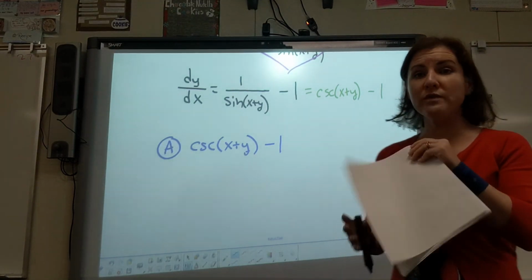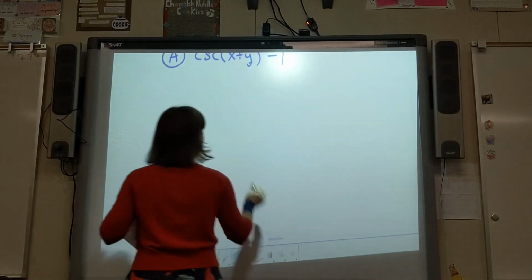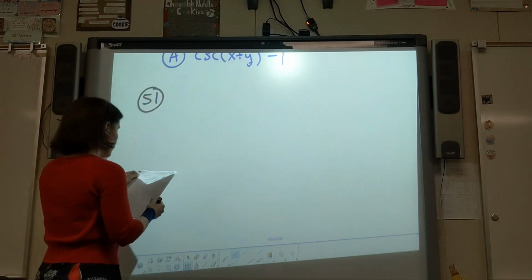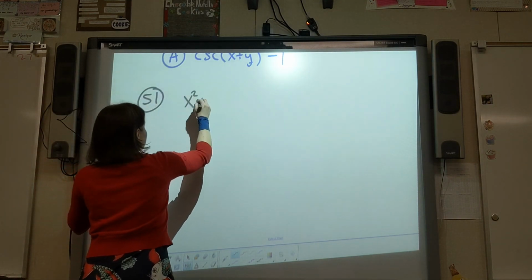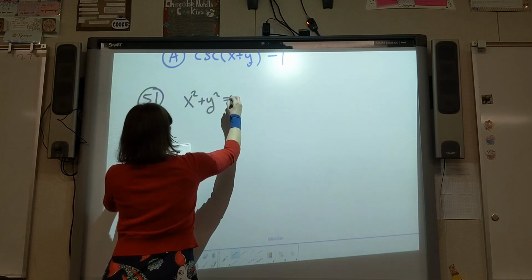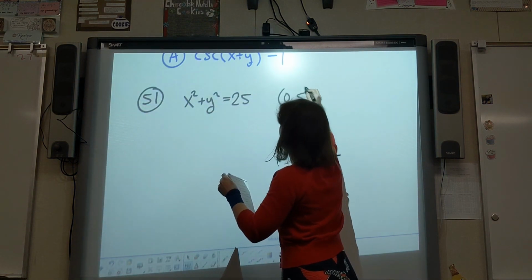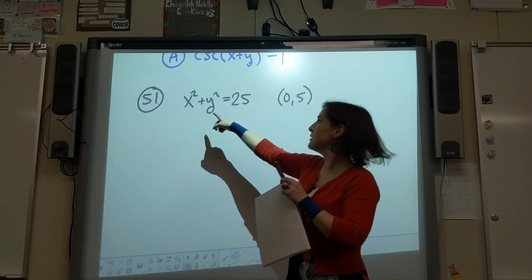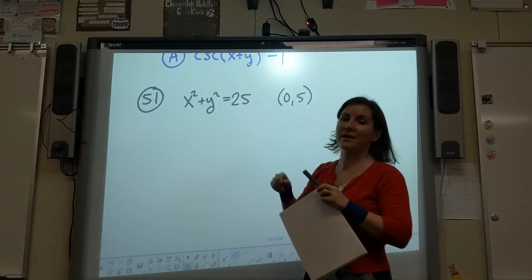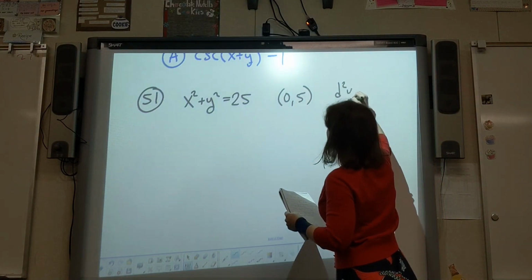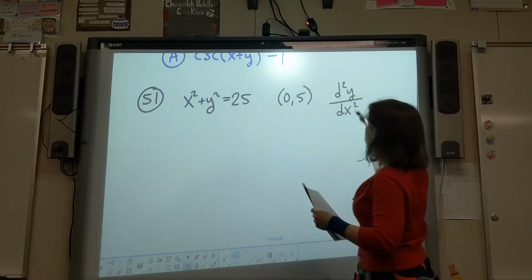That was 44. Ooh, 51, just on the next page. 51, feeling good. Ooh, we've got x squared plus y squared equals 25. We have the point (0, 5). Notice the point works there, yeah? 0 squared plus 5 squared is 25. I like it. Okay. Oh, and we're finding the second derivative of y with respect to x both times.